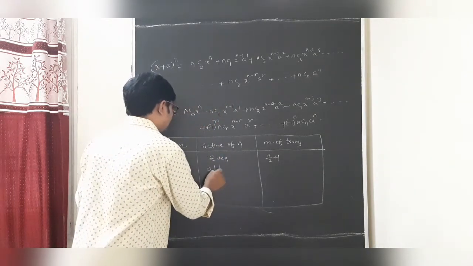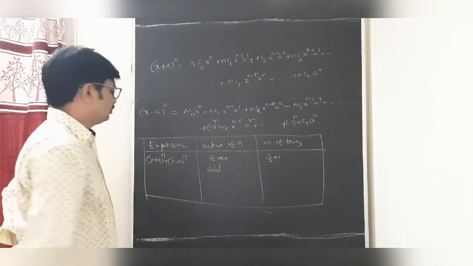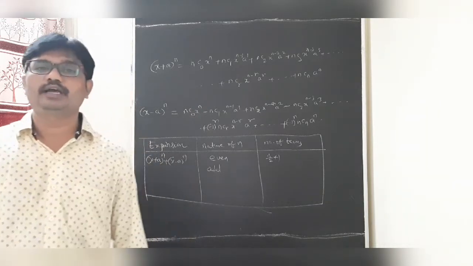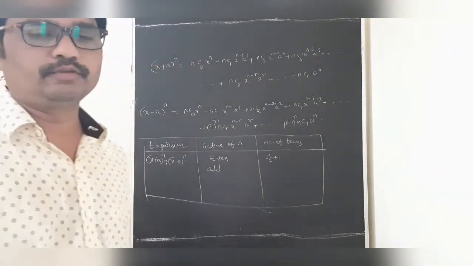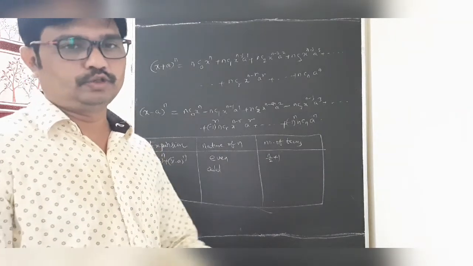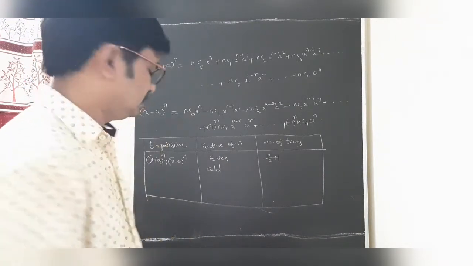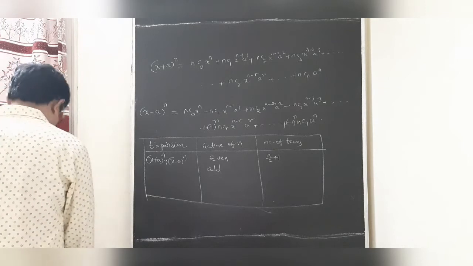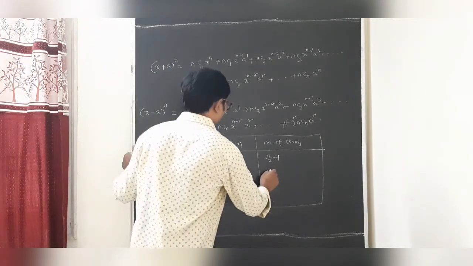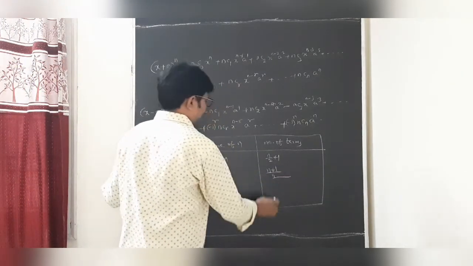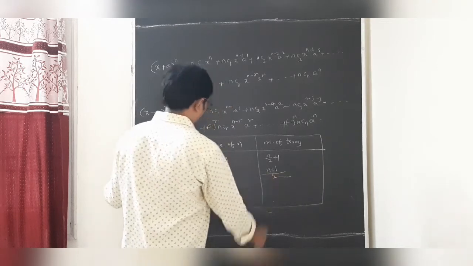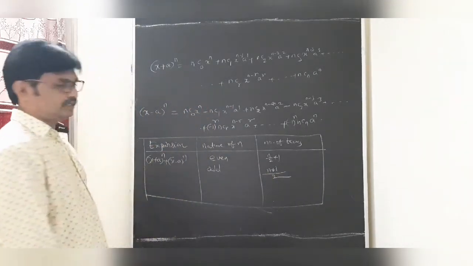Suppose, students, n is odd. Undoubtedly n is odd, and we have to know that in that case we get only one term, that is 2ab plus 2ab, which is 4ab. So we can write directly n plus 1 by 2. What is the formula, students? N plus 1 by 2. So this is the expansion.